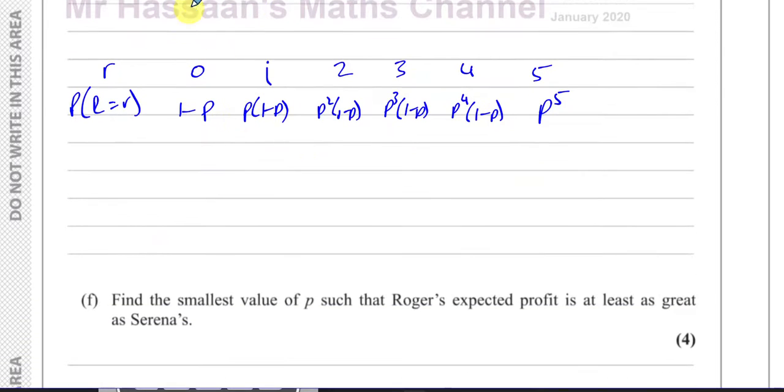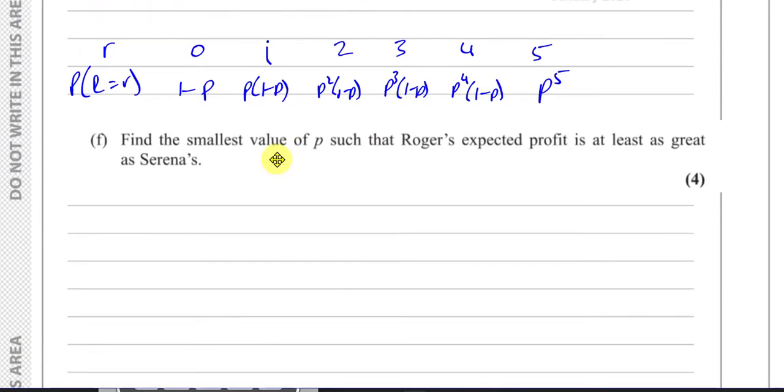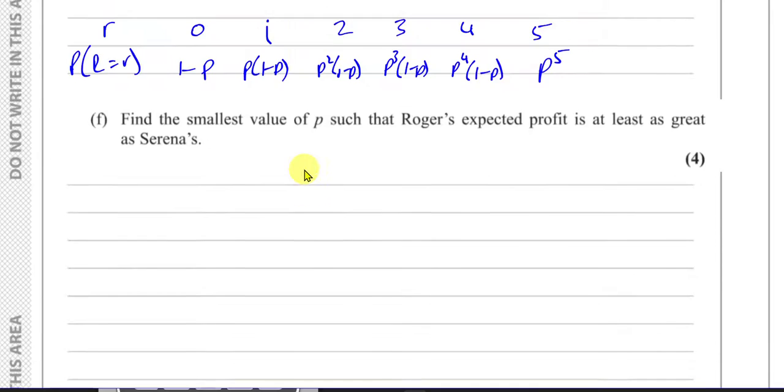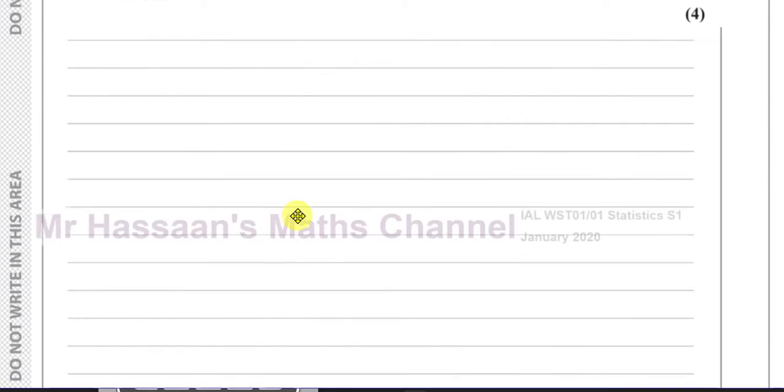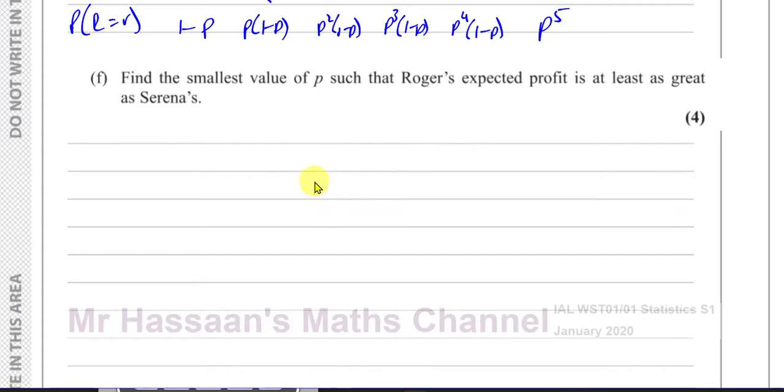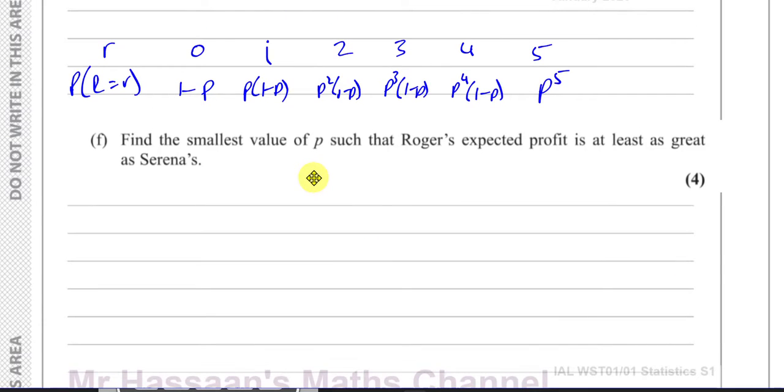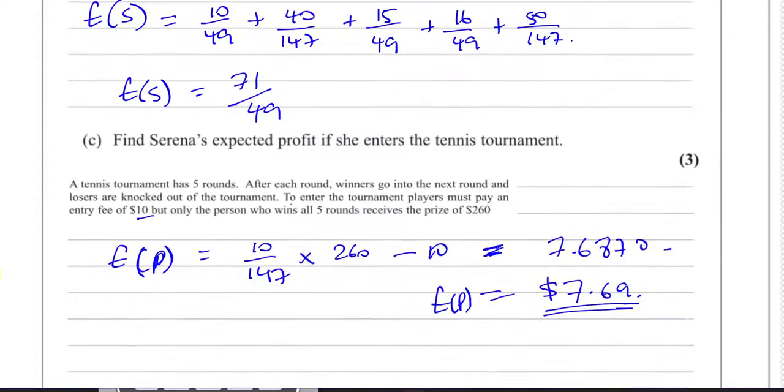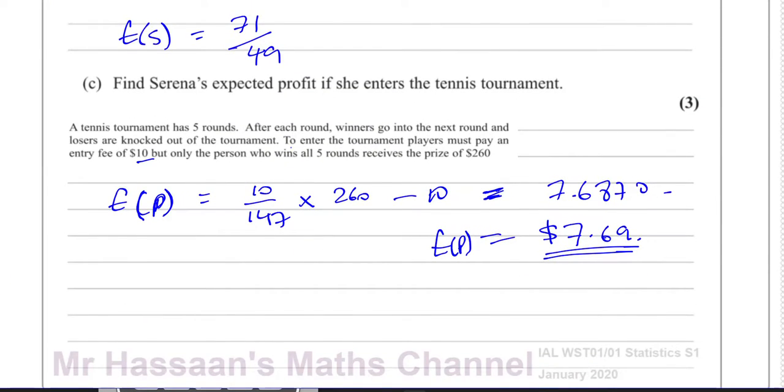Okay, so that's part E done. We've just done the probability distribution, pretty simple in terms of p. Then it says, find the smallest value of p such that Roger's expected profit is at least as great as Serena's. So the expected profit for Serena was equal to 7 point something. What was it? It was $7.69.